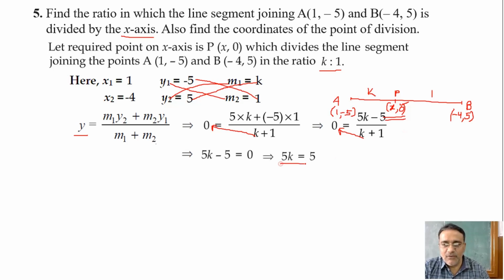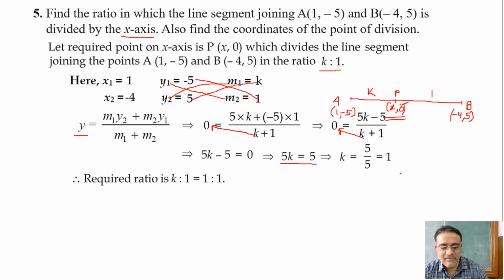What is the value of k? K is equal to 1, which means the required ratio is 1:1. Okay, 1:1 means P is the midpoint of AB. 1:1 का क्या मतलब है? P is the midpoint of AB.